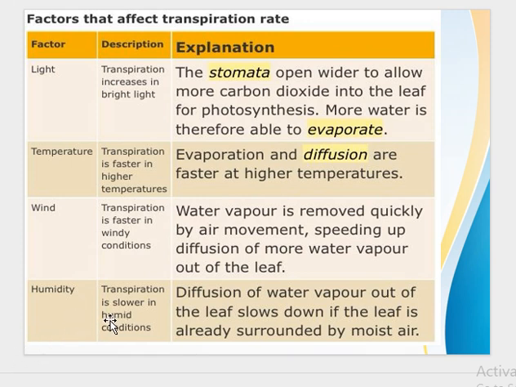Humidity. Transpiration is slower in humid conditions. In a cool breeze, the humidity process occurs. During the humidity process, the transpiration rate falls. Diffusion of water vapor out of the leaf slows down if the leaf is already surrounded by moist air.